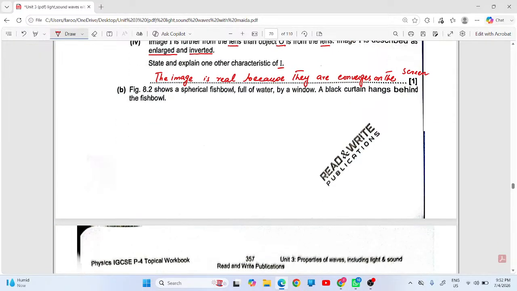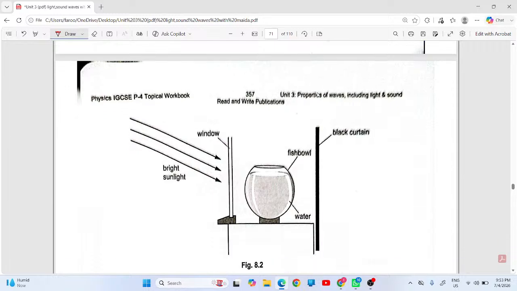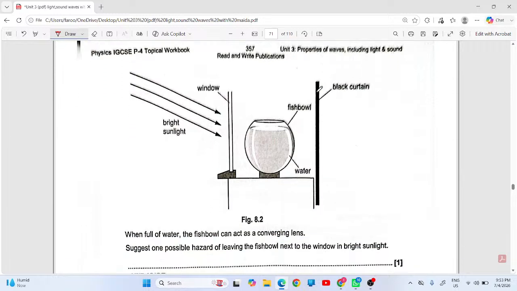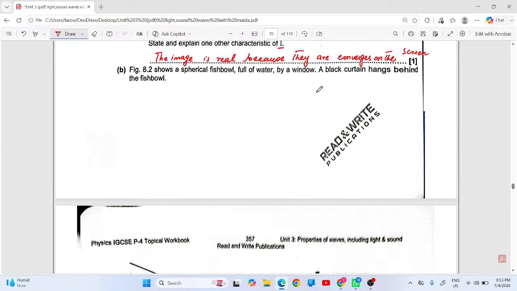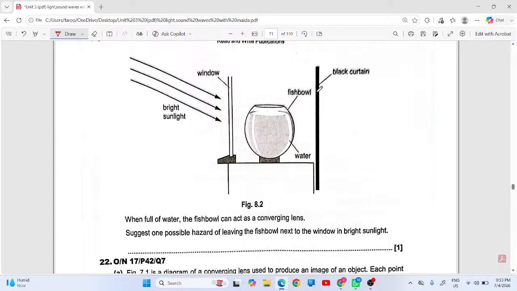Figure 8.2 shows a spherical fish bowl full of water. मतलब एक fish bowl. By a window, a black curtain hangs behind the fish bowl. Okay, ये fish bowl है, एक black curtain है. A black curtain hangs behind the fish bowl. अब इसके बाद है, when full of water, the fish bowl can act as a converging lens. State one possible hazard of leaving the fish bowl next to the window in bright sunlight.